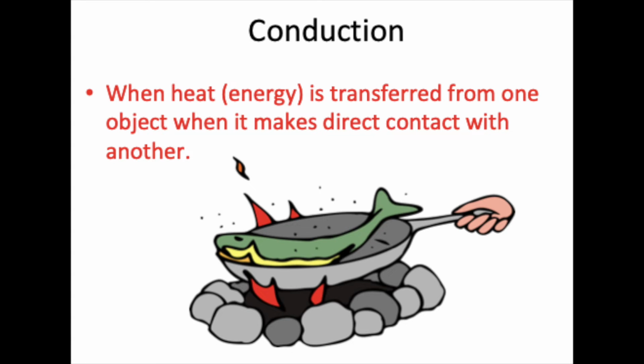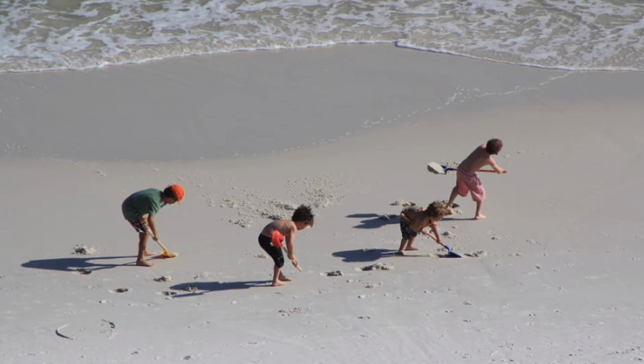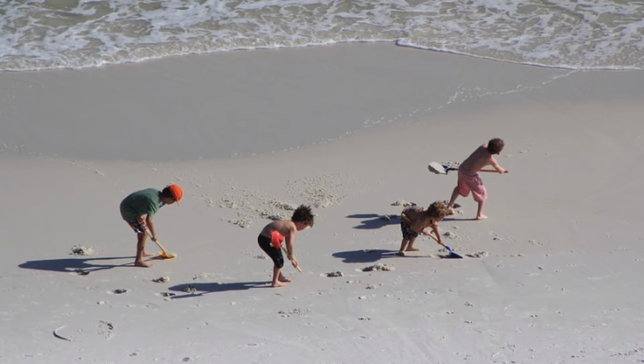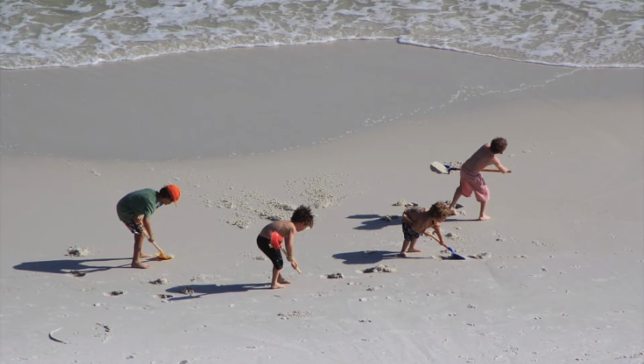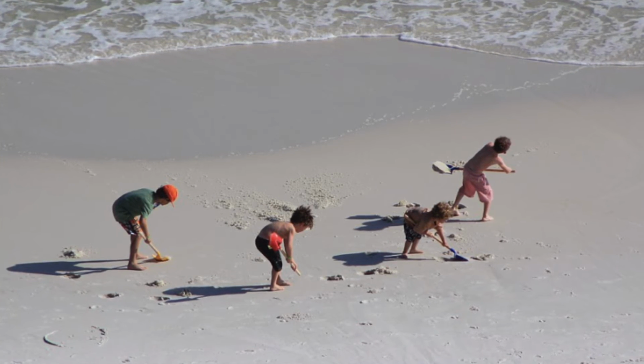Okay, then we have conduction. When heat energy is transferred from one object to another through direct contact, this is called conduction. What does this have to do with the atmosphere? You're probably looking at the fish in the pan and understanding, okay, that's conduction, that's fine. But what does it have to do with atmosphere? Well, when UV rays come down and actually strike the Earth, everyone's been at the beach before, right? Have you ever walked on the beach and the sand was super hot?